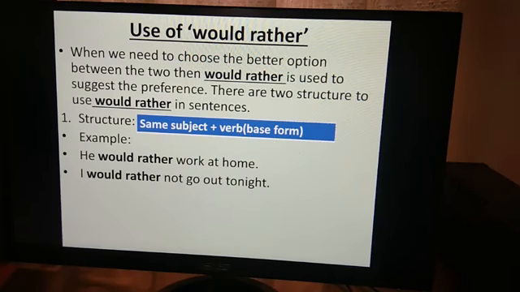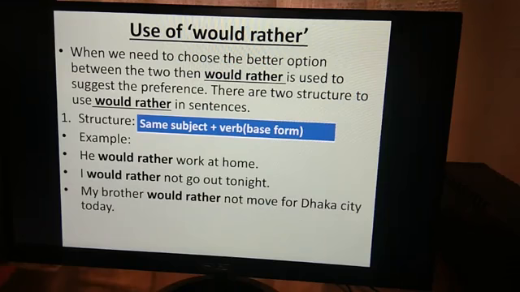I would rather not go out tonight. I would rather not go out tonight than stay at home. Like this. I would rather, I same subject, not go out tonight. Verb go in base form. My brother would rather not move for Dhaka city today. Would rather not move. Verb in base form for Dhaka city today.